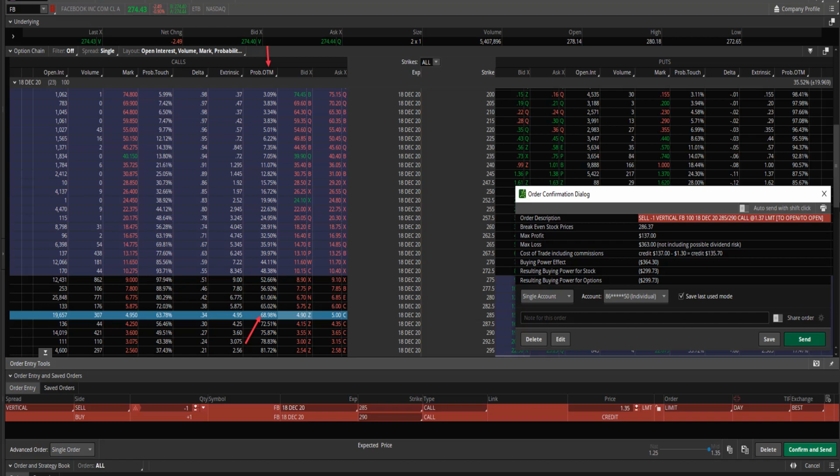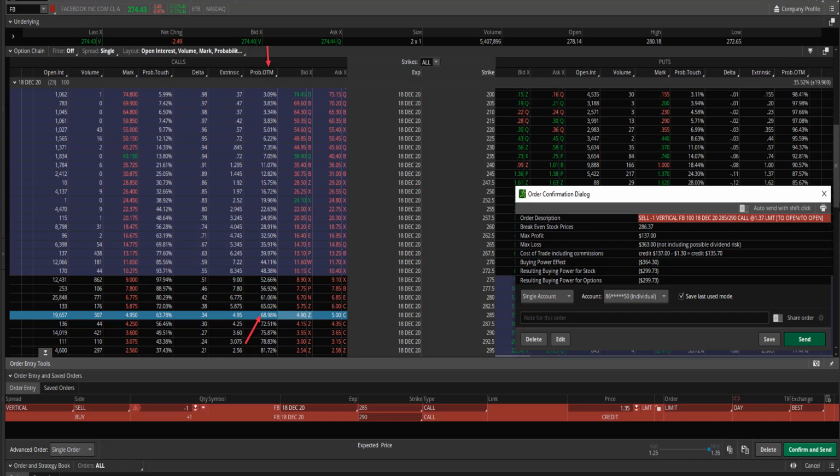However, along the way, if you take profits, let's say around 50%, you increase your probabilities of success. So this is to full term expiration. If you take profits early, obviously your probabilities of success will go higher.